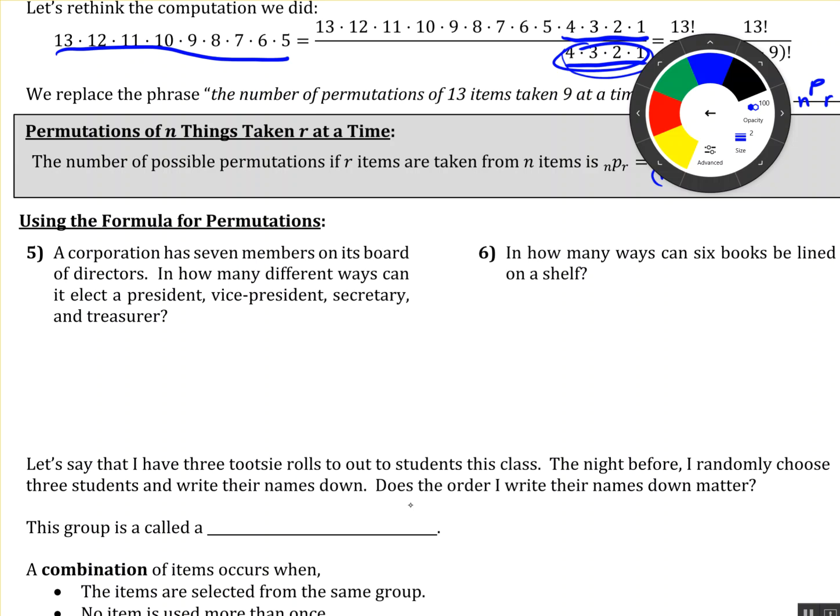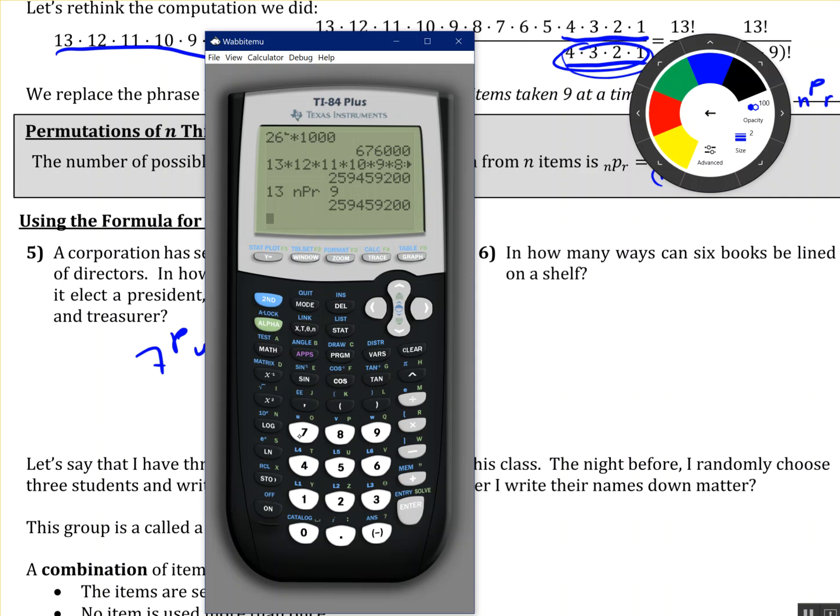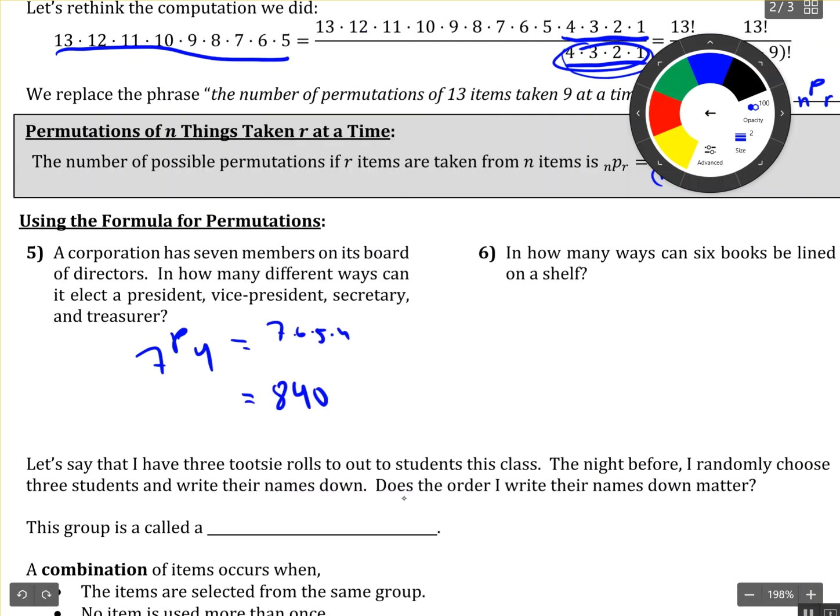So in this case, we would do 7P4. Again, if we do that by hand, that's basically going to be 7 times 6 times 5 times 4. Basically, I start at 7 and I count down 4 numbers, 1, 2, 3, 4. And so I get, 30 times 4 is 120 times 7, 840. Or I could do that on my calculator. 7, math, PRB, nPr, 4, and I get 840.